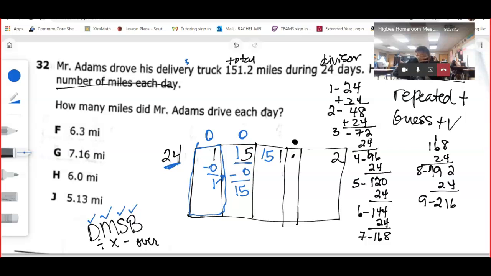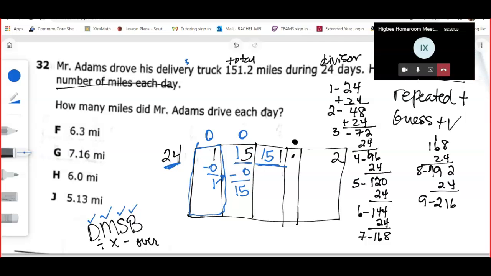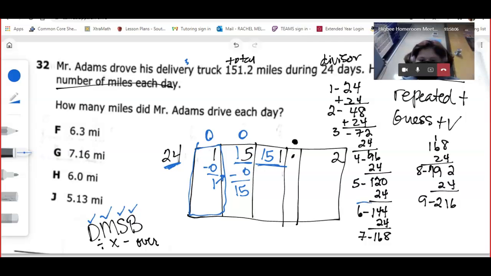Okay, so look at your repeated addition. We want to get as close to 151 as we can without going over. Okay, which multiple gets us close without going over? Julissa? 6. 6 is right here. 144 is close to 151, and if I went to 7 groups, that would go over. So I have 6 groups.